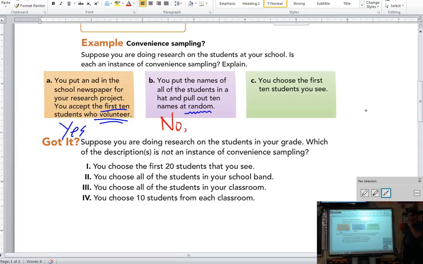What do you think? You choose the first 10 students you see. Now, what's the difference between A and C?